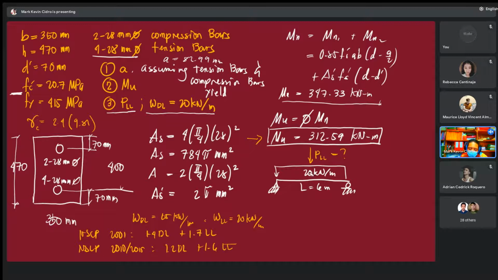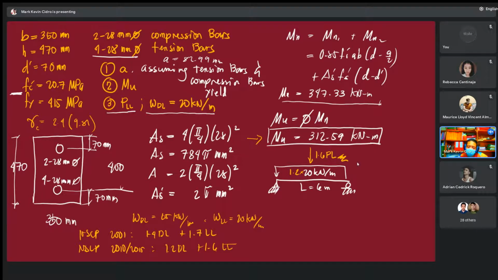So this is still a service load. Since it is dead load, you have to multiply it by 1.2 for NSCP 2015. Multiply 20 by 1.2. How about the live load? We will multiply it later. So the PL should be 0 for now. The factor is 1.6, I mean, not 1.7. So 1.6 live load is what we will use.